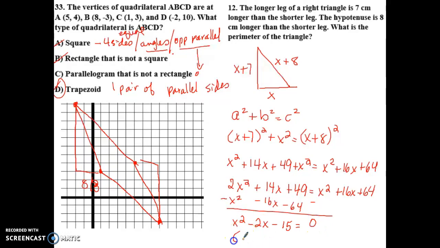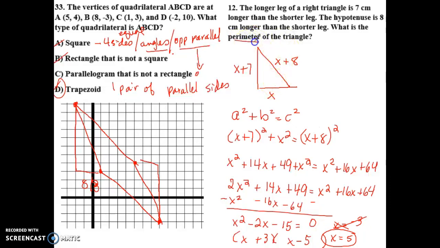And then we end up with x and x. We have a positive, we have a negative. The negative has to be larger. That has to be 5. That has to be 3. And so x is equal to negative 3, and x is equal to a positive 5. So negative 3 is wrong. So x has to be 5.